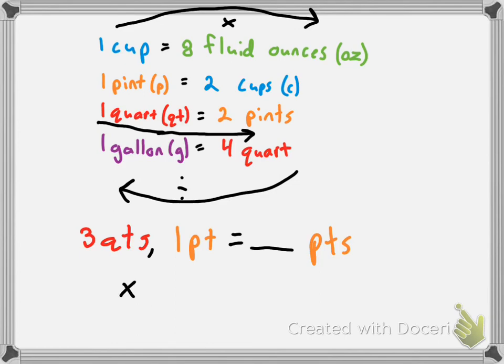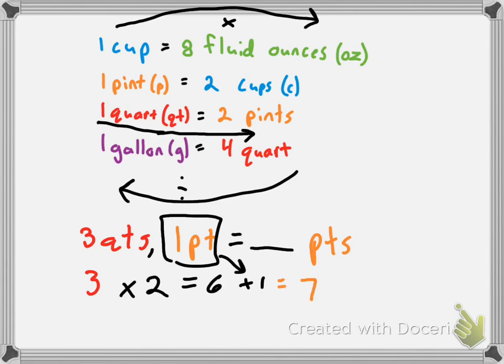So I'm going to take that 3 quarts and multiply it by 2 because there's 2 pints in 1 quart. So 3 quarts times 2 will get us 6 pints. But we still have that 1 pint from the beginning. So really, the quarts is now called pints. We have 6 pints, and then we're going to add that 1 other pint we had. So we have a total of just pints, and it's going to equal 7 pints total.